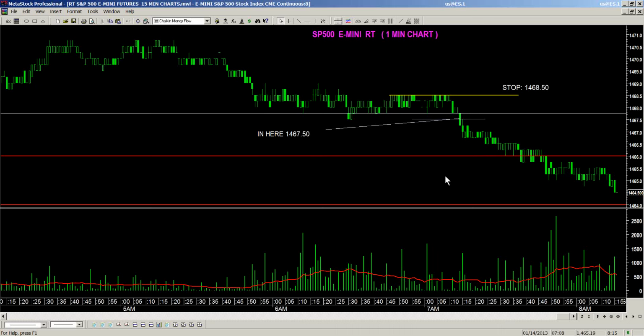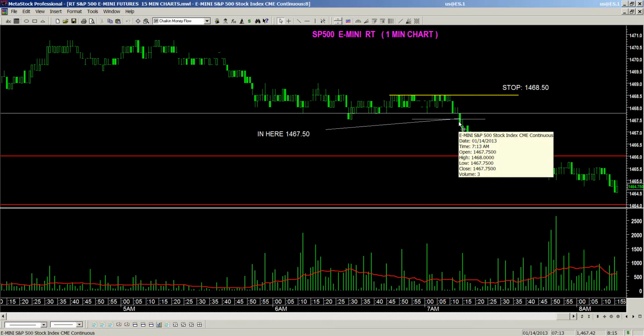Heading down to the price profit target at 1464. The additional volume coming in now. Looking to get to 1464 even. The yen again at 1467.50. Right back here.